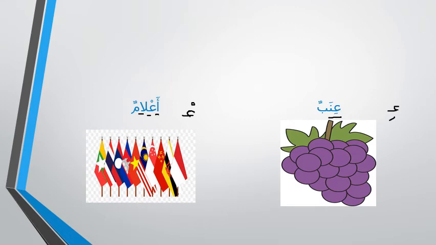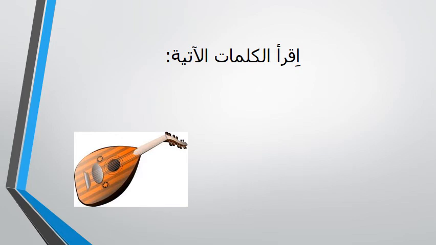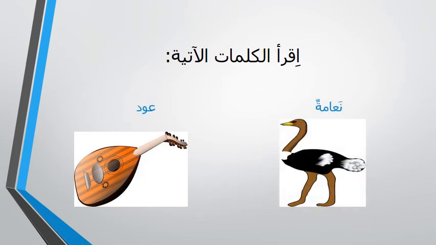So by here we read words. And we read four words. And we discovered what are the short sounds of letter. The short sounds of letter A are A, U, A with fatha, U with dhamma, I with kasra, and عه. Let's read these words.